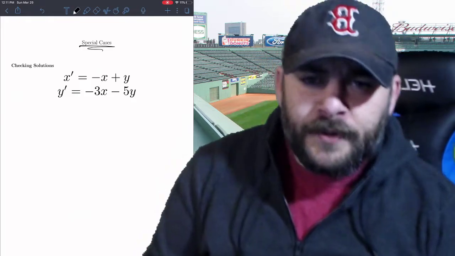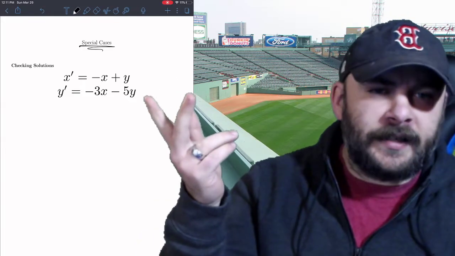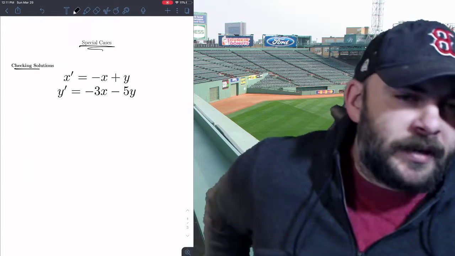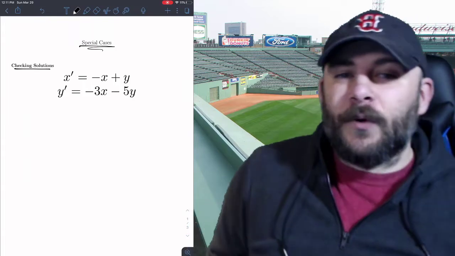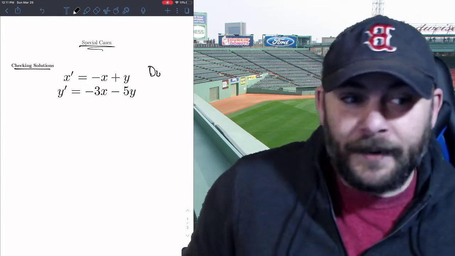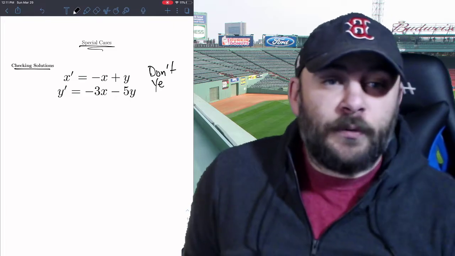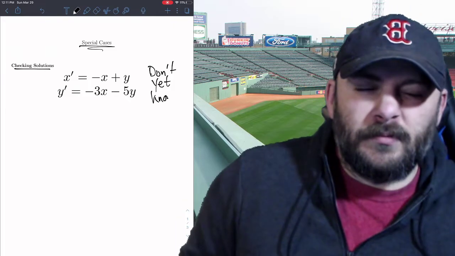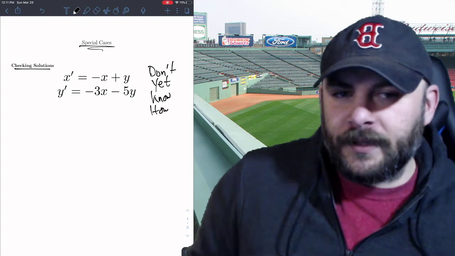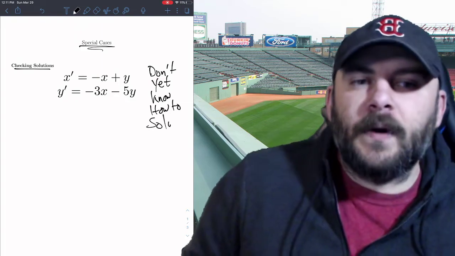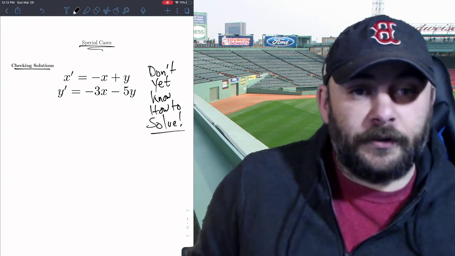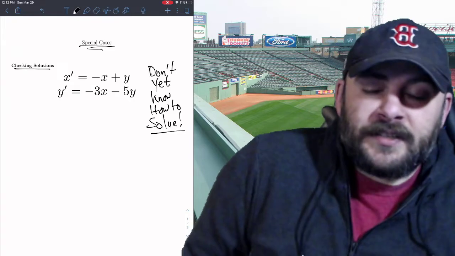So in doing these special cases, the very first one that we can look at, I give you an equation: x prime equals negative x plus y, and y prime equals negative 3x minus 5y. Right now we don't know how to solve this. We kind of do if we're really clever, but not given what we've learned in class. But what we can do is just check solutions.